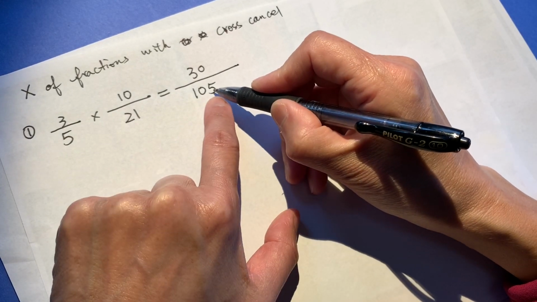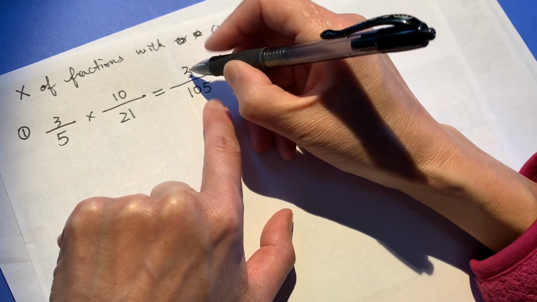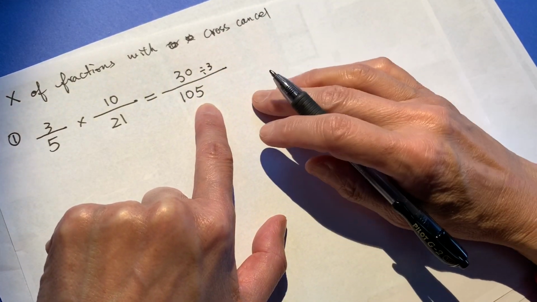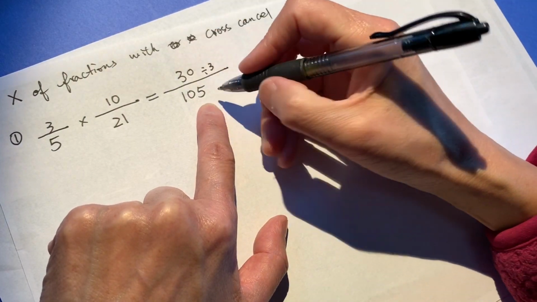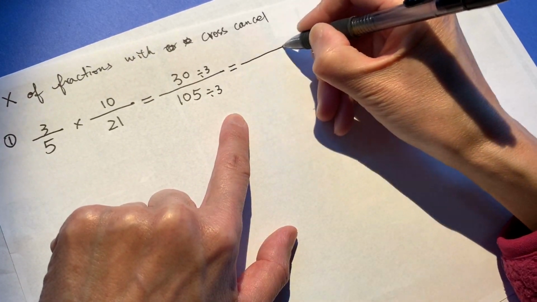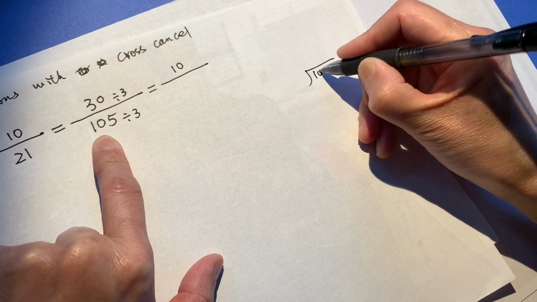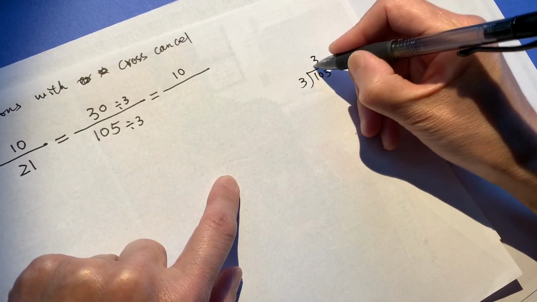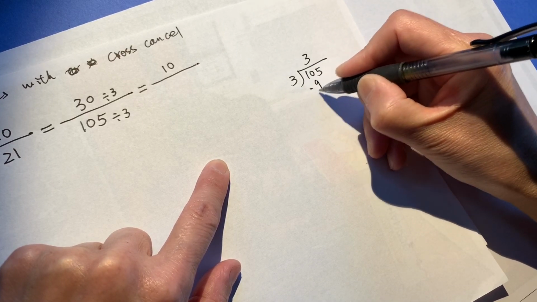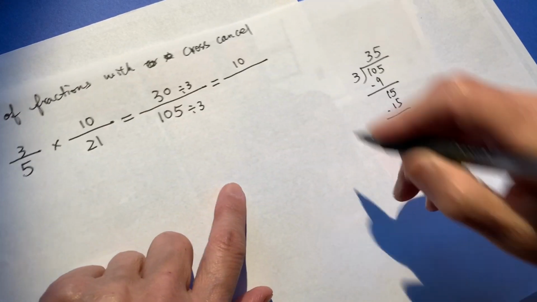1 plus 5 is 6, which is a multiple of 3, right? So 30 is definitely divisible by 3, so we can divide by 3. The top is divided by 3, and the bottom must always be divided by the same number. So the top will become 10 and the bottom will become 105 divided by 3, 35. Okay.